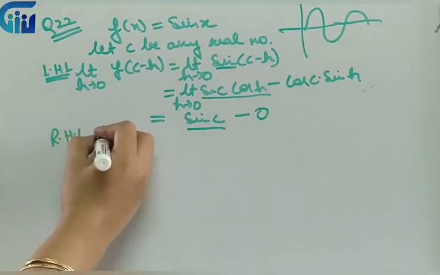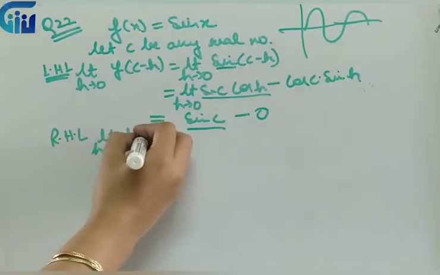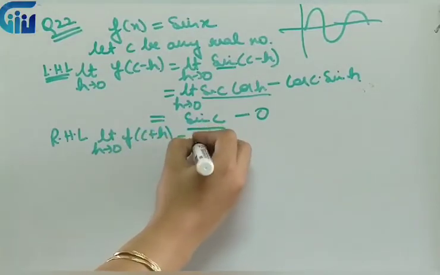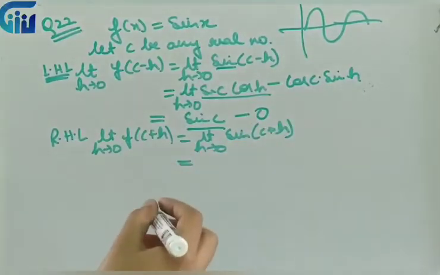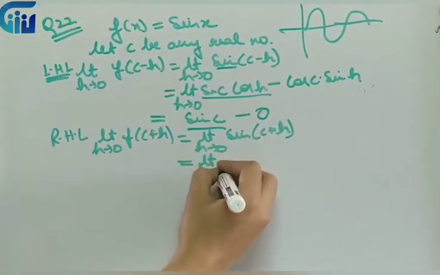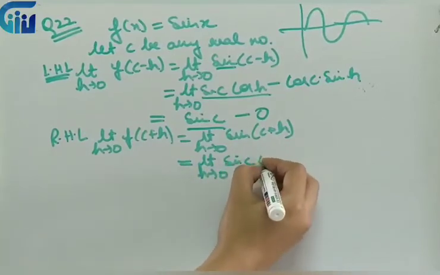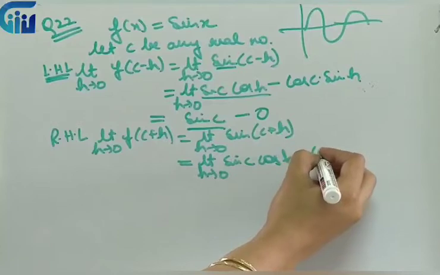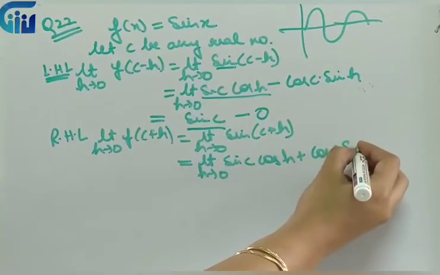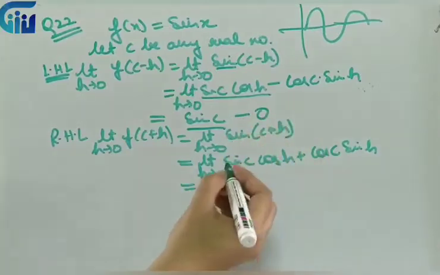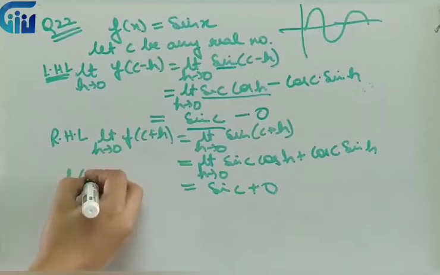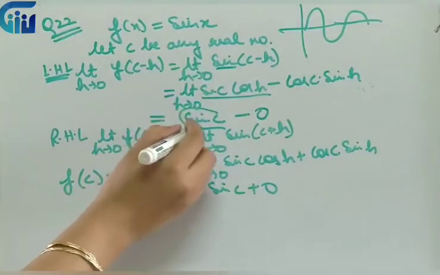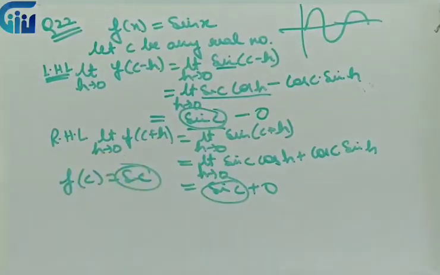Let's check for the right hand limit. So similarly, limit h tending to 0, it will be f of c plus h. So limit h tending to 0, it will be sine of c plus h. Now for sine of c plus h, again I'll apply the formula: sine a cos b plus cos a sine b. Again I'll separate the limit. So over here it will be sine c plus 0. Now f of c will come out to be sine c. Since all the three are equal, we say sine is a continuous function throughout its domain.